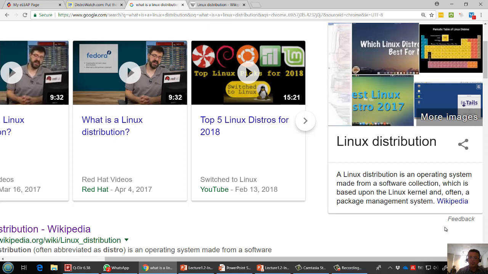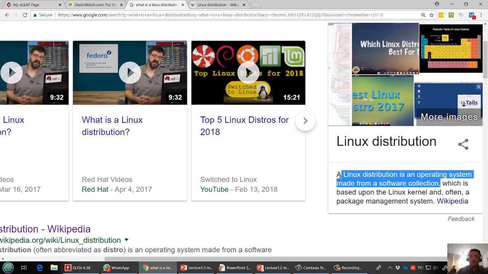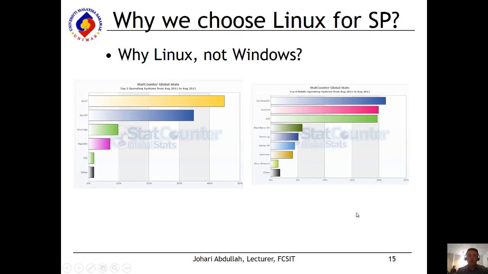A Linux distribution is an operating system made from a software collection. So this is what I meant. The heart is the kernel, and you can take a kernel and put a collection of software for a specific purpose. So if you want to make it into a multimedia distribution, you install or put software collection related to multimedia and so on. So you can use this as the standard definition if there is a question in the exam. A Linux distribution is an operating system made from a software collection. As simple as that. Let's move on.